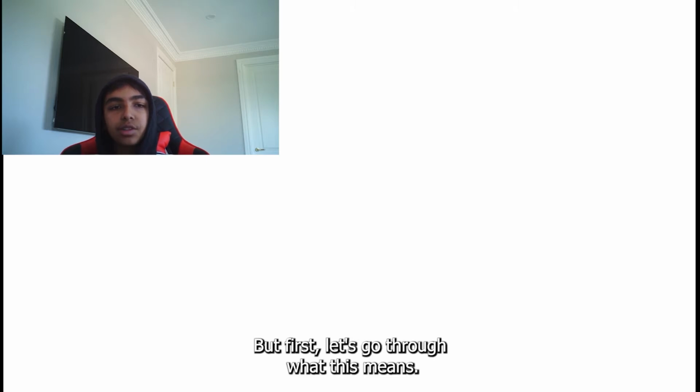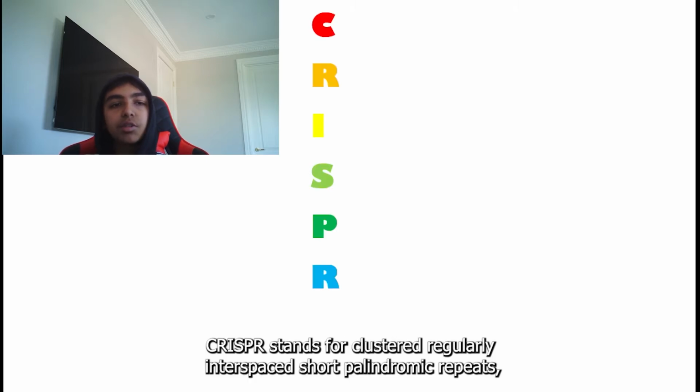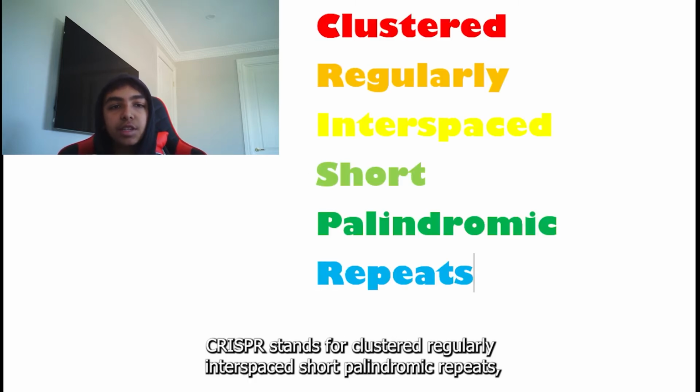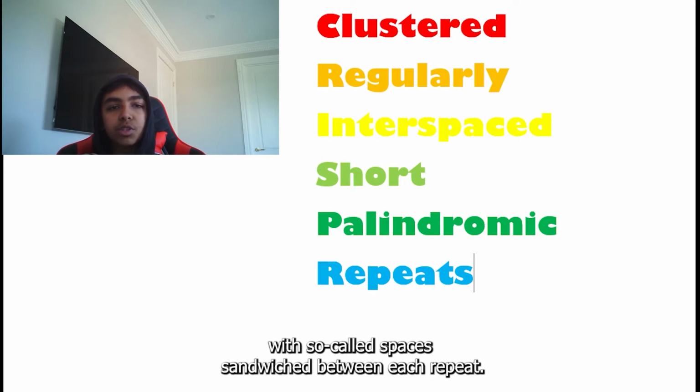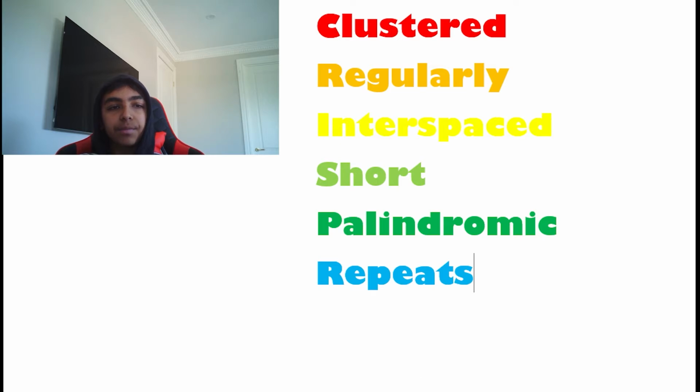CRISPR-Cas9 is a process which can be used to modify and isolate different genomes and genes, simply to find specific bits of DNA inside a cell and then alter that DNA. This process can be split into two, CRISPR and Cas9. But first, let's go through what this means. CRISPR stands for Clustered Regularly Interspaced Short Palindromic Repeats, describing a region of DNA made up of short repeated sequences with so-called spaces sandwiched between each repeat.